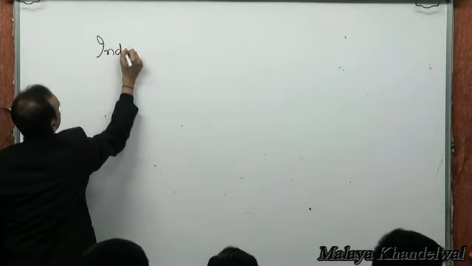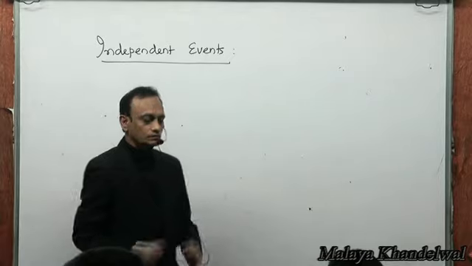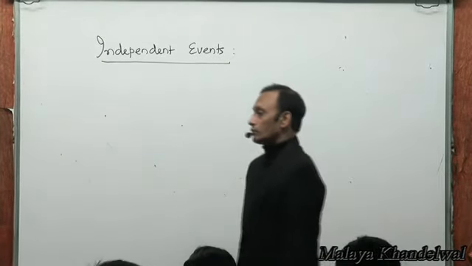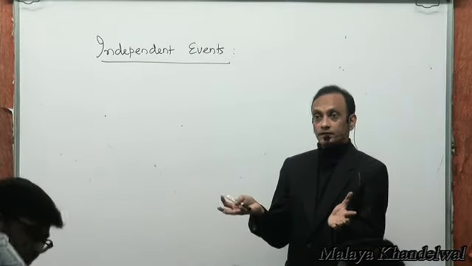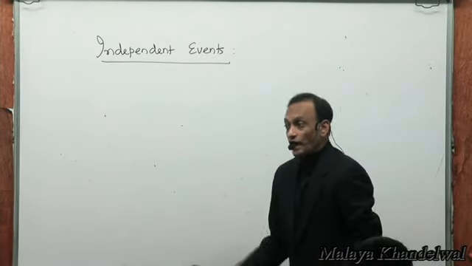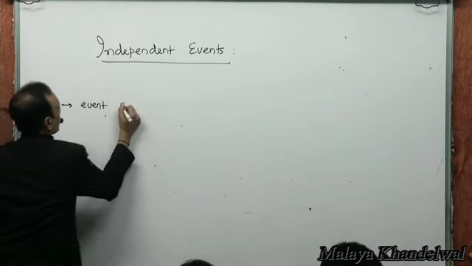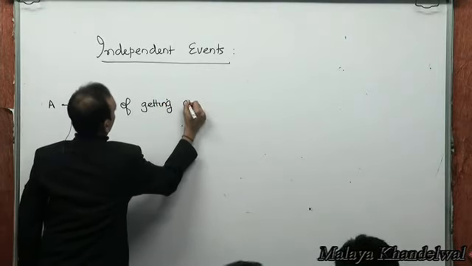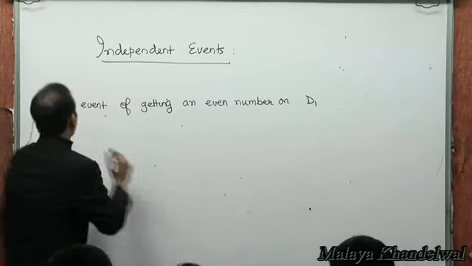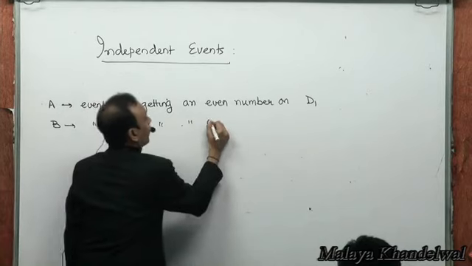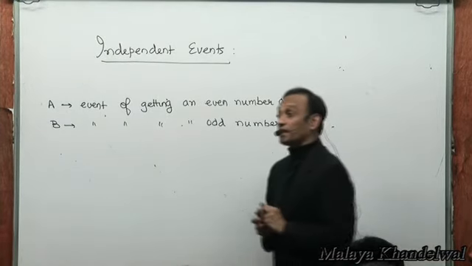Now, independent events. Well, again, if I have two dice and I roll the two dice simultaneously, and if A be the event of getting an even number on dice D1, say, and B be the event of getting an odd number on dice D2.